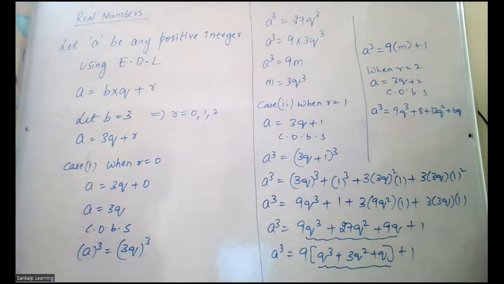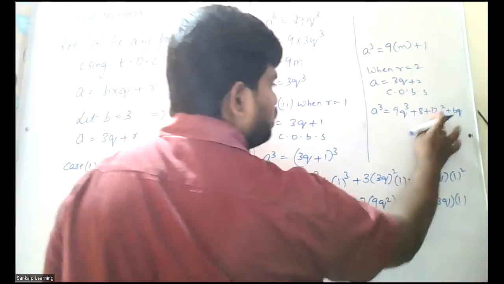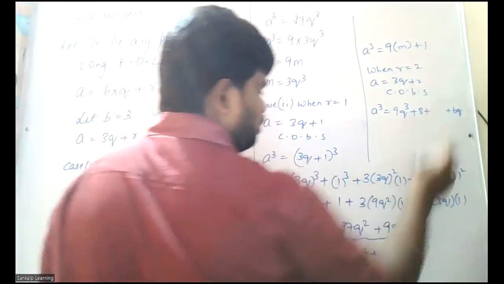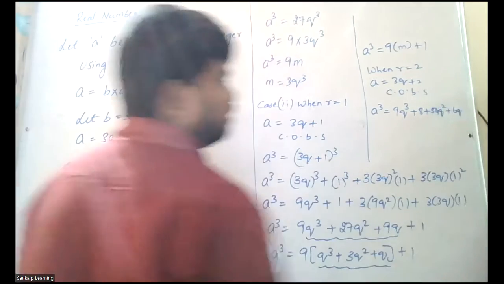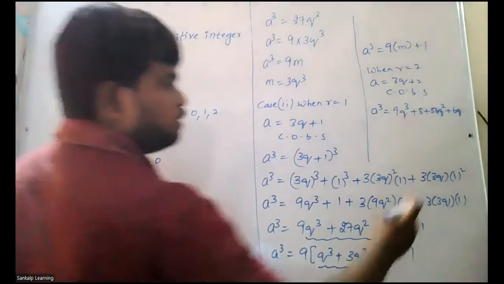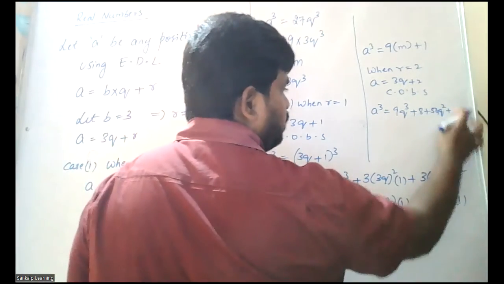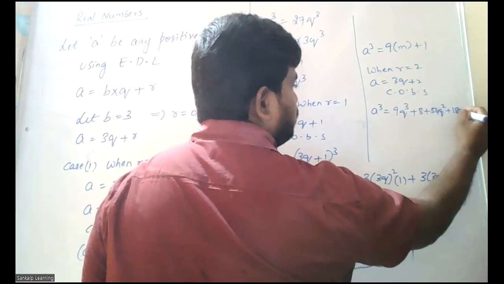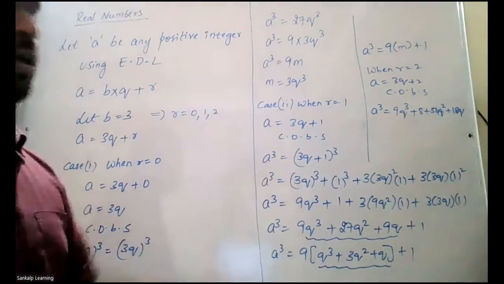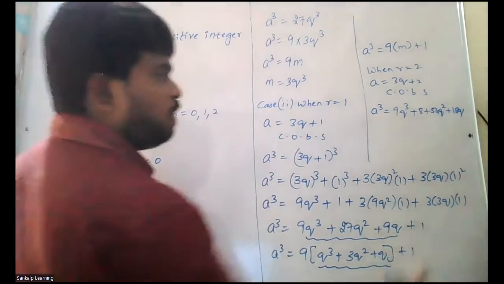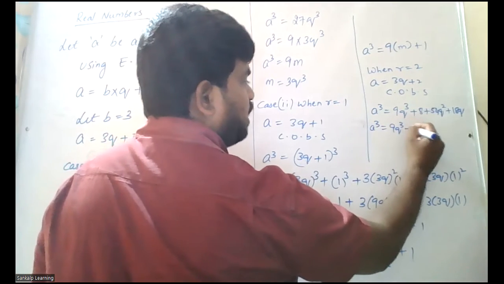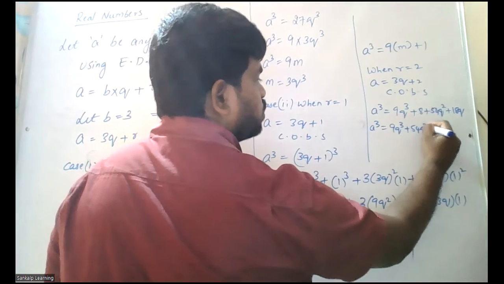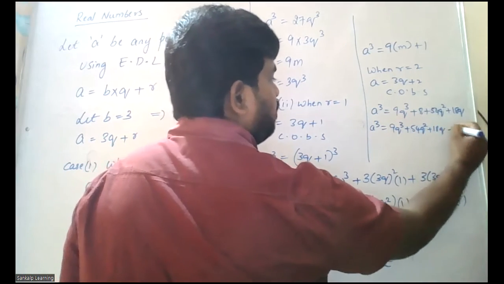Let me check it again. Okay, 3a², I'm sorry, you get 27 into 2, 54q² plus 3 3s are 9, 9 2s are 18q. We get it like this. When you cube it, just try it out using the formula. Send this 8 to that side. So a cube is equal to 9q to the power 3 plus 54q² plus 18q plus 8.